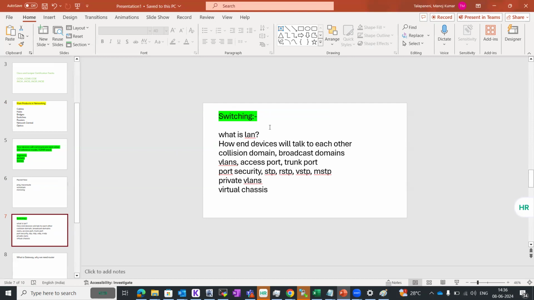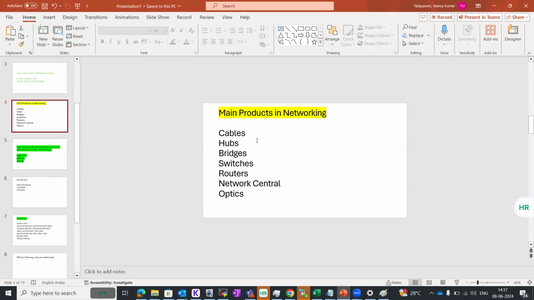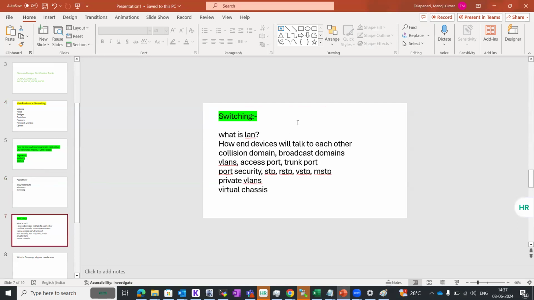Here, by default, there is only one broadcast domain. To overcome that issue, each port has one collision domain. That means in hubs, by default, there is only one collision domain and only one broadcast domain. But in switches, each port has one collision domain and each switch has one broadcast domain by default. That means the collision issue we can overcome, but we have only one broadcast domain.